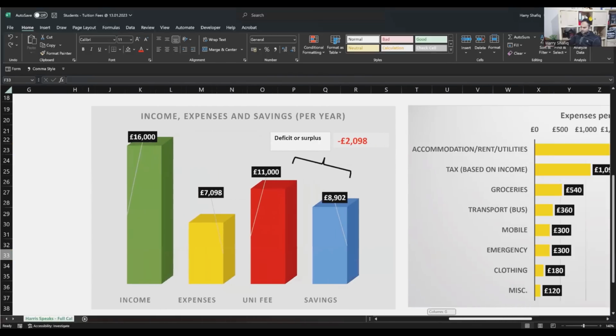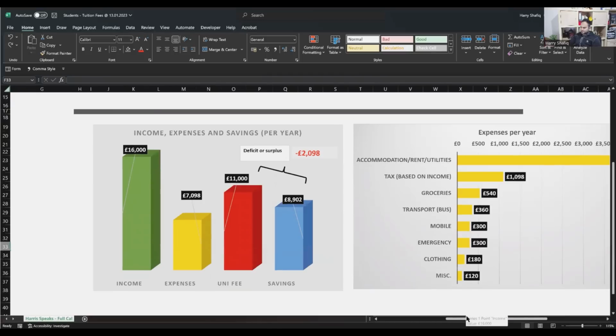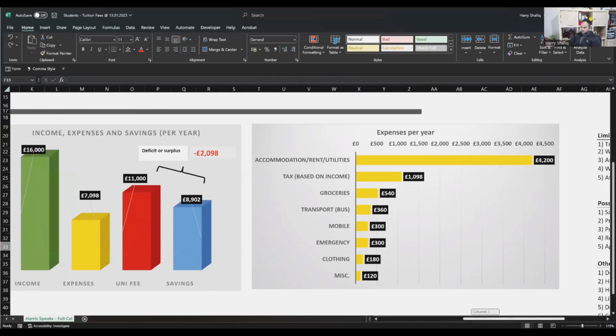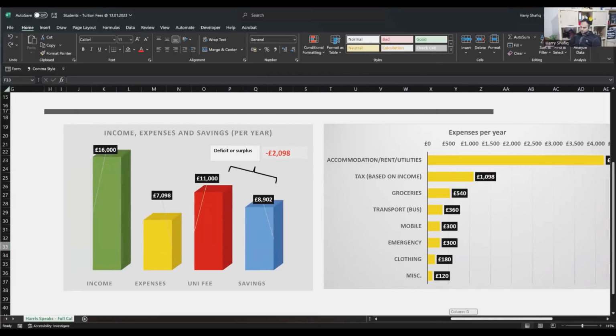And if I scroll across, I think this is an exciting stat to look at. That's the visual representation of how your numbers are panning out. You are earning £16,000 income, your expenses are 7,098, your university fee is £11,000, and you're projecting to save around £9,000. That would give you a deficit of £2,000. And there are possible solutions to that. You can agree an installment plan with the university, but looking at this deficit, what else can you do?